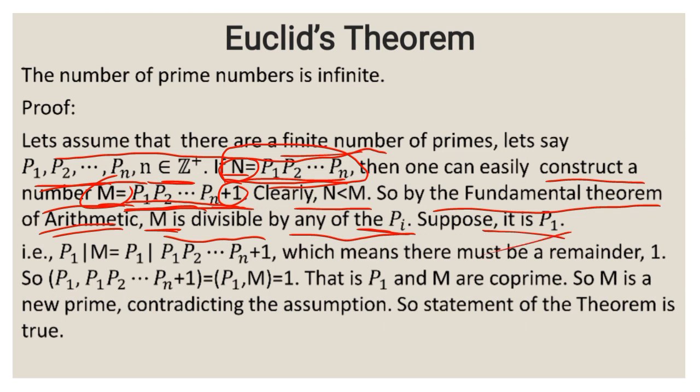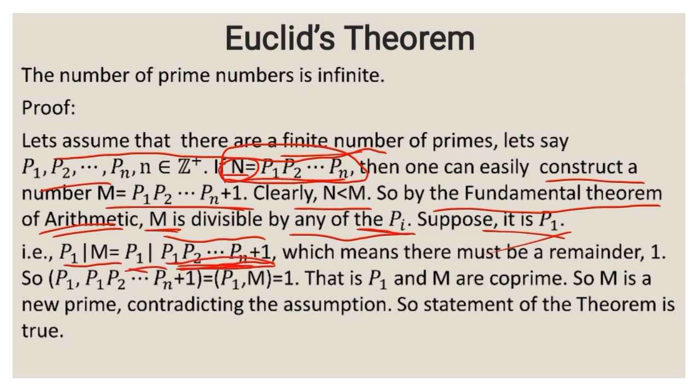I have chosen p1. Supposing it is p1, it means that p1 will divide m, meaning that I can write p1 dividing p1 times p2 all the way to pn plus 1, because that's what we said m is over here. Since we know that m is this, you simply place your m value here. So p1 divides this.